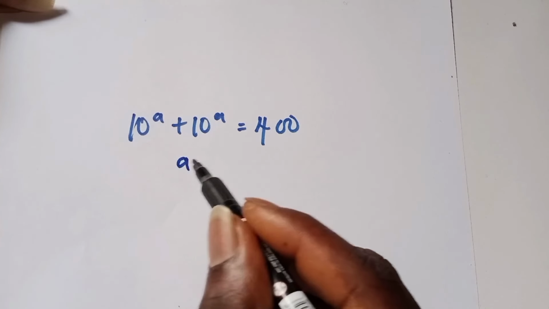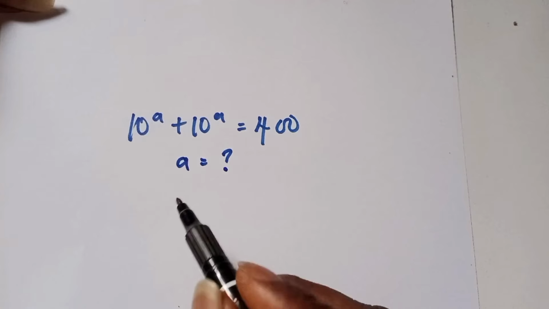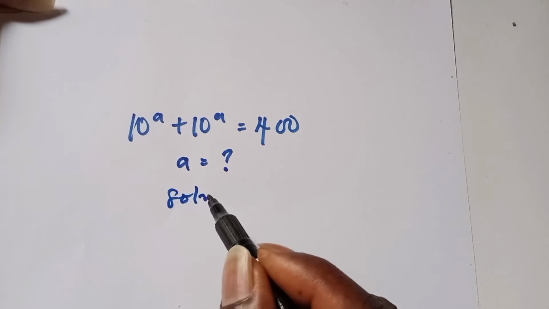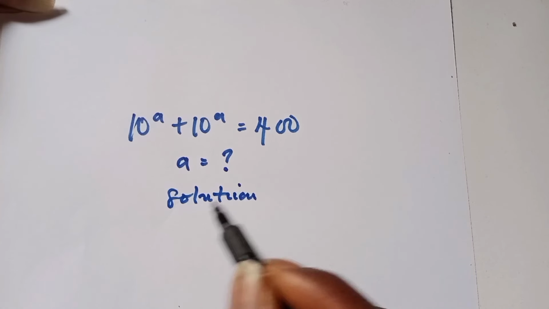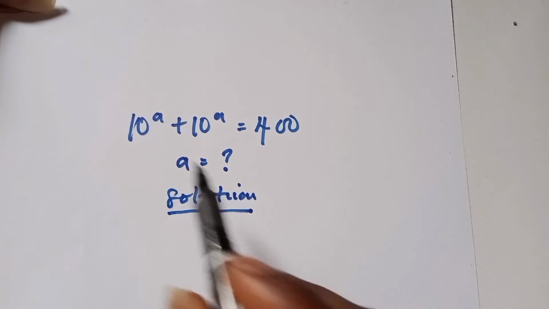Hello and welcome. We have 10 raised to power a plus 10 raised to power a is equal to 400. What is a? Solution from here.